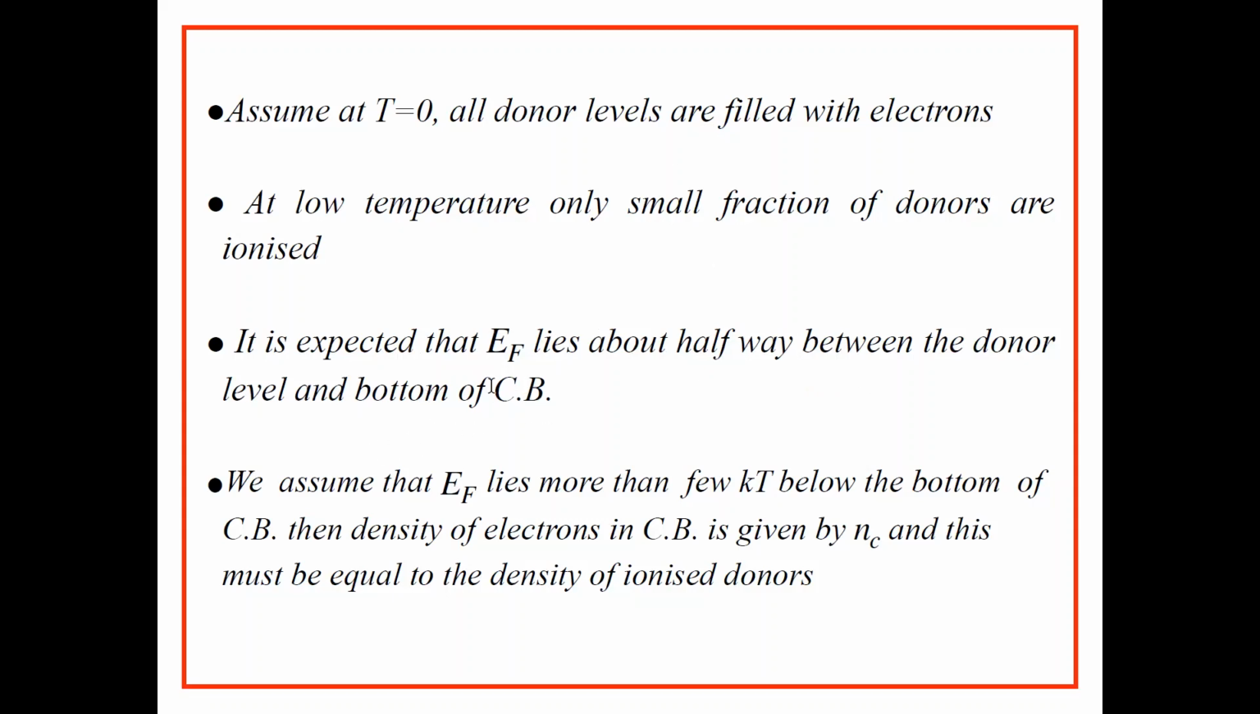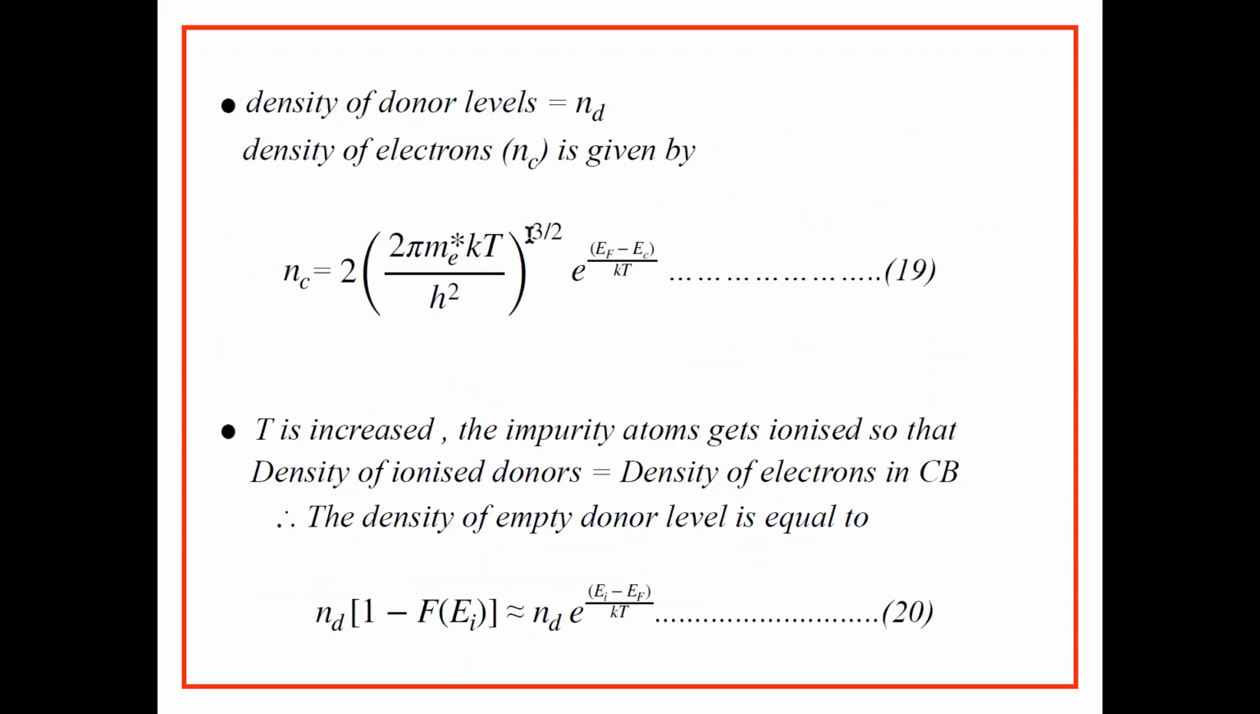band. So we assume that EF lies more than a few kT below the bottom of the conduction band, then the density of electrons in the conduction band is given by NC, and this must be equal to the density of ionized donors. The density of donor levels is represented by ND. The density of electrons is given by NC is equal to (2 pi me star kT upon h square) to the power 3 by 2 e to the power (EF minus EC) upon kT. This is equation number 19.